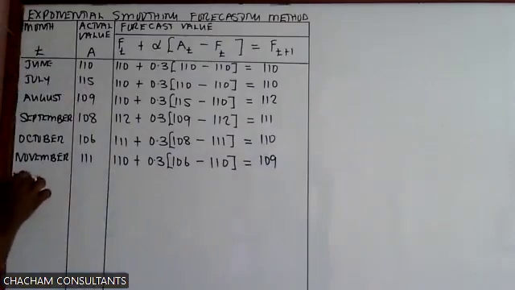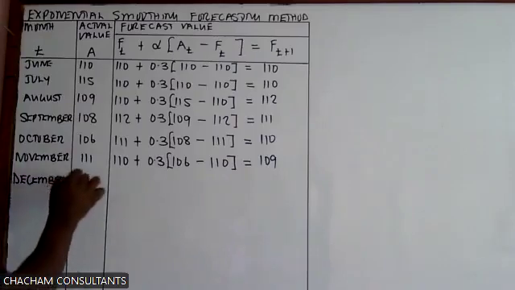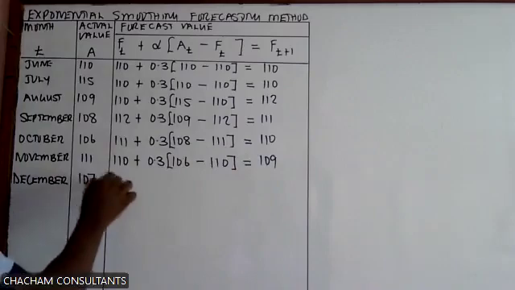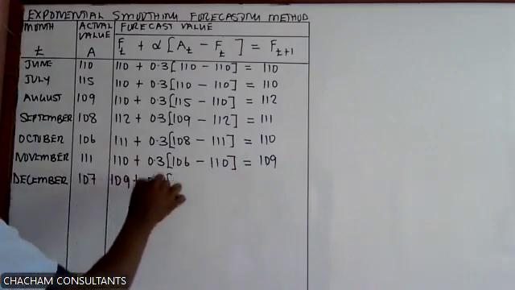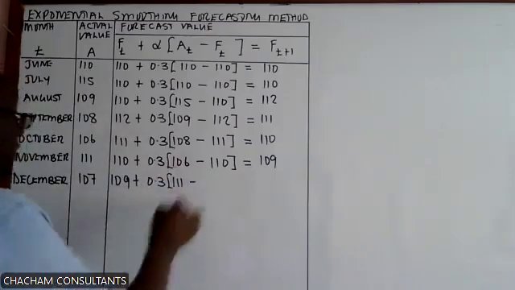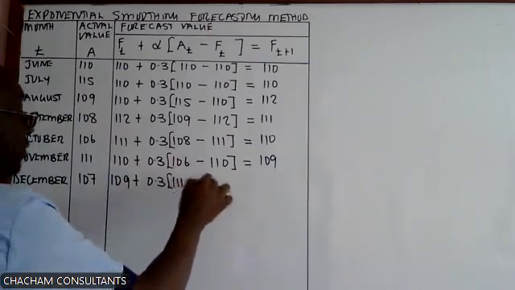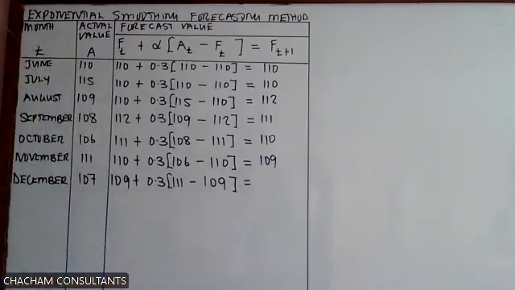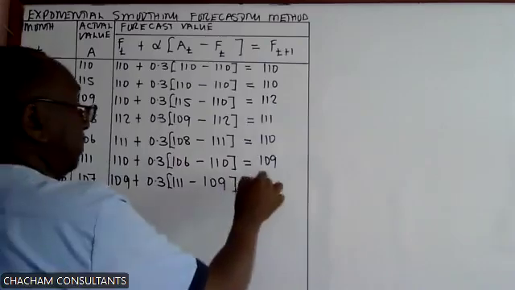When we go to December, we have 107. So I take the previous forecast, 109, plus 0.3 times the previous actual, 111, minus the forecast, 109. You have 110.